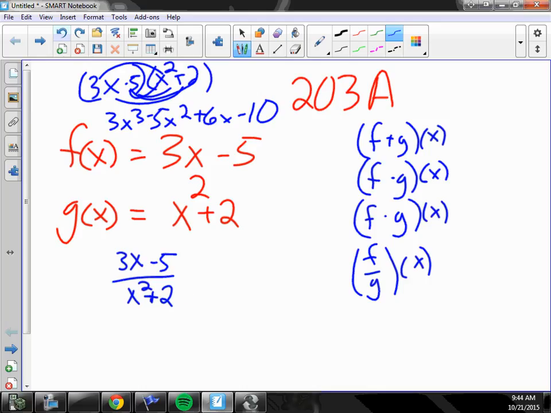Well, if I set the bottom equal to 0, and I subtract 2, x squared equals negative 2. What number for x makes that true? Well, if I square root, I get x equals plus or minus the square root of negative 2, which is i square root of 2. So it's not a real number. Is there any way to get a 0 in the denominator?